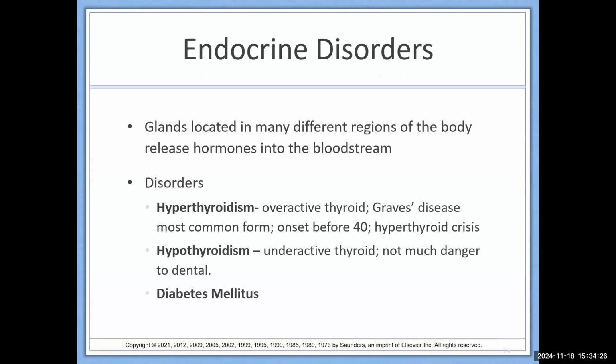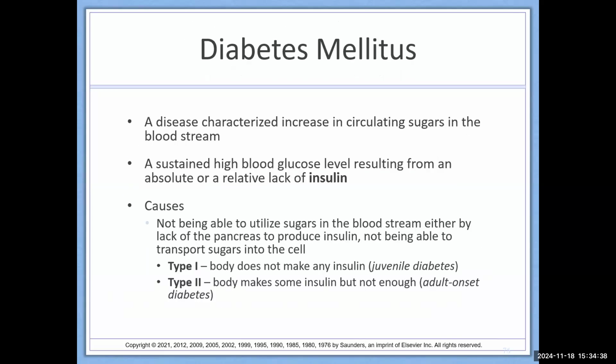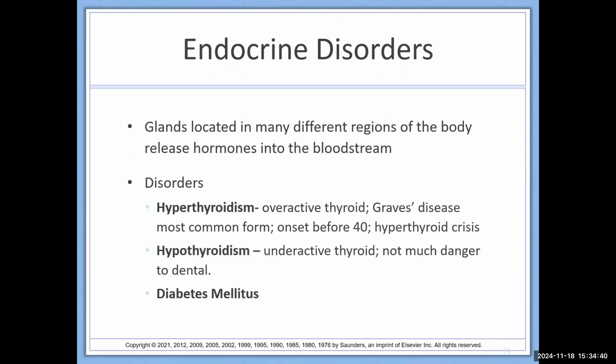Endocrine disorders, as it tells you, deal with some sort of hormonal disorders. The disorders that fall into this category are hyperthyroidism, hypothyroidism, and diabetes mellitus. With hyperthyroidism, you have an overactive thyroid, and Graves' disease is the most common form. The onset is usually before 40. And in these cases, you have a hypothyroid crisis. But in hypothyroidism, you don't really have an active thyroid, so there's not much danger to dental. However, it is an issue. And then, of course, there's diabetes mellitus.